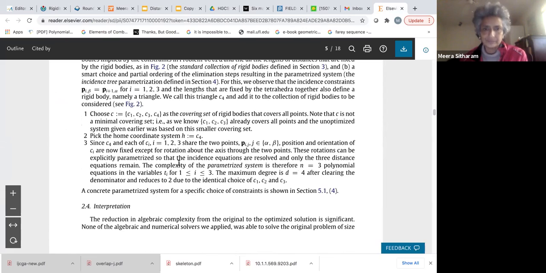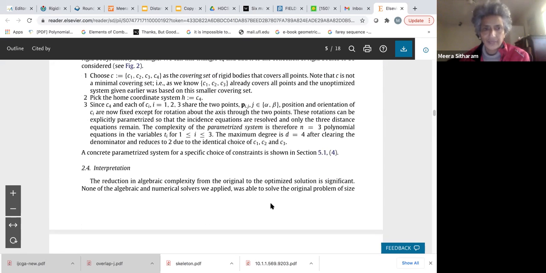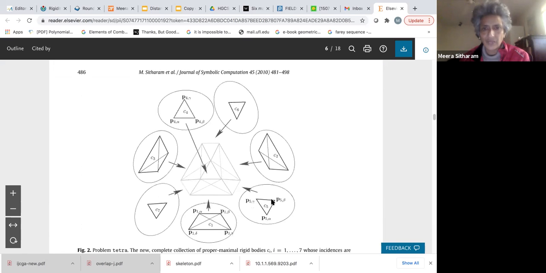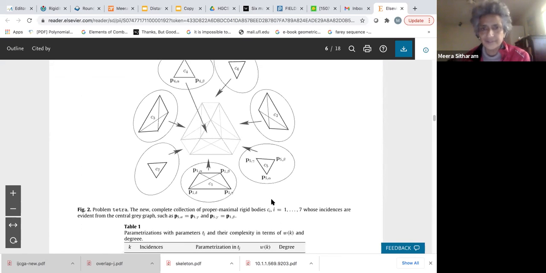So the complexity of the parameterized system becomes 3 polynomial equations in the variables, with a maximum degree of 4 after clearing the denominator, and reduces to 2 due to the identical choice of C1, C2, and C3. So essentially we end up with just degree 2 and 3 equations. Now we want to say what is this optimization that we just did that allowed us to optimize the complexity among this class of rational parameterizations.